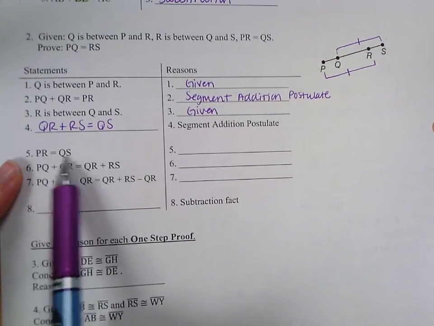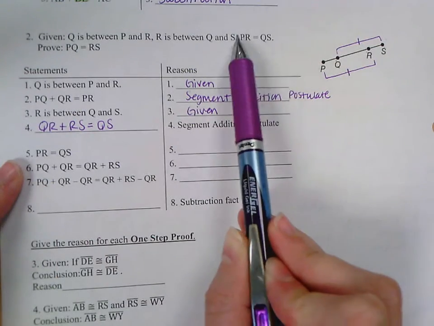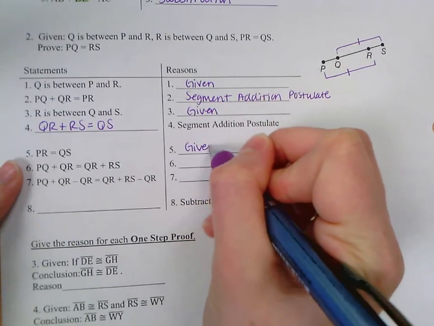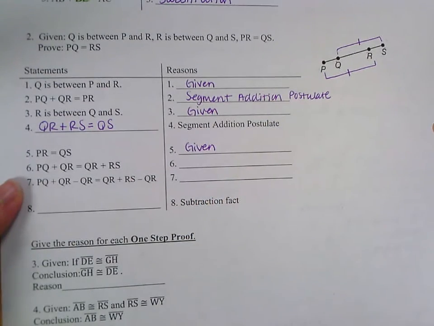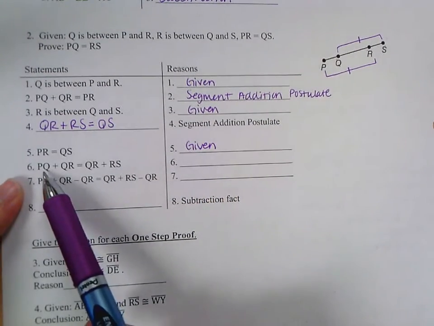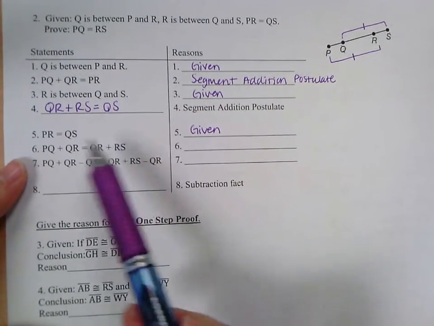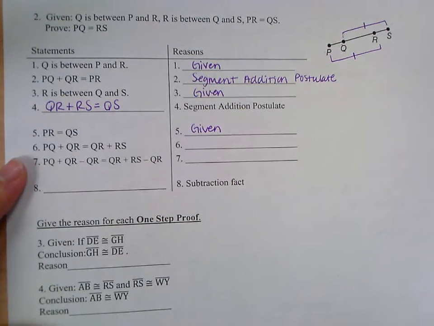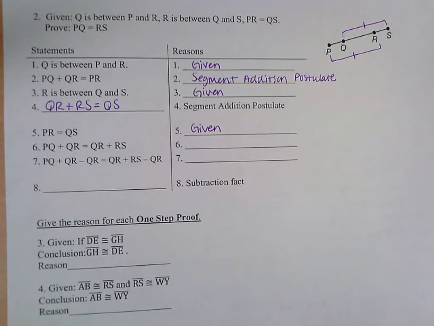So now we have PR equals QS. This was also given. That's the third given. So 5 is also given. And now look at what they have for 6. So we have PQ plus QR equals QR plus RS. Anyone know what allows us to say that?